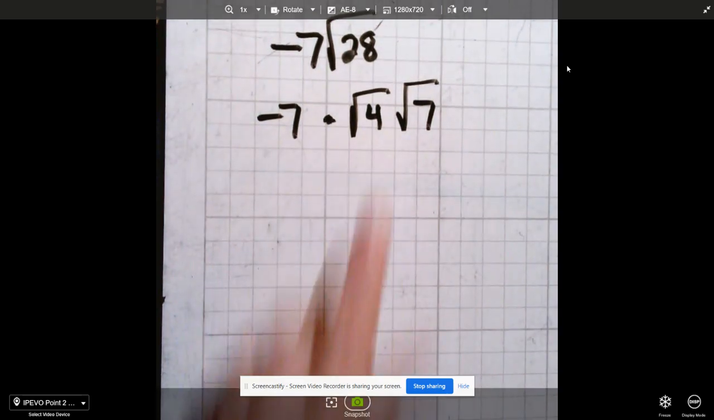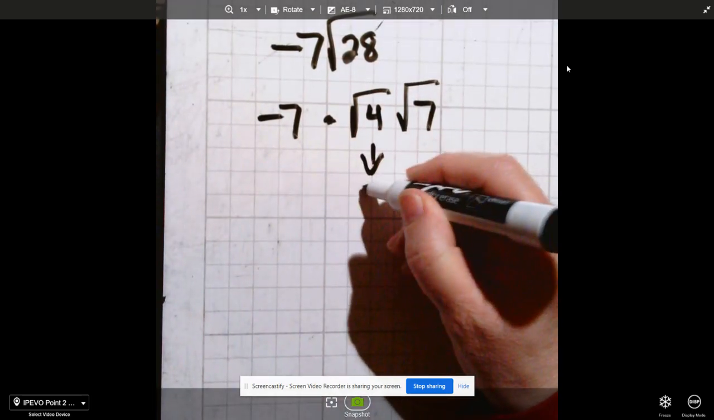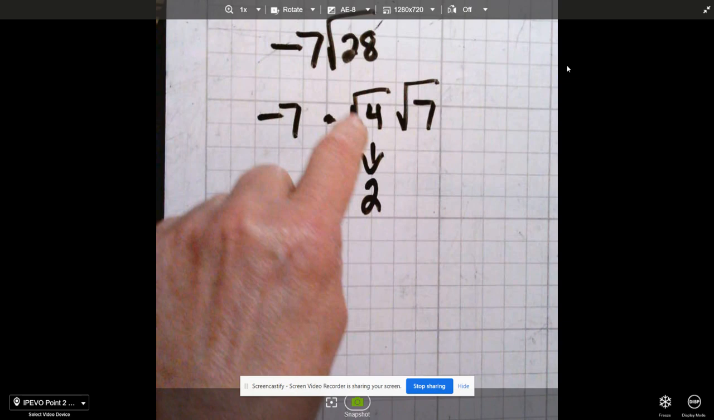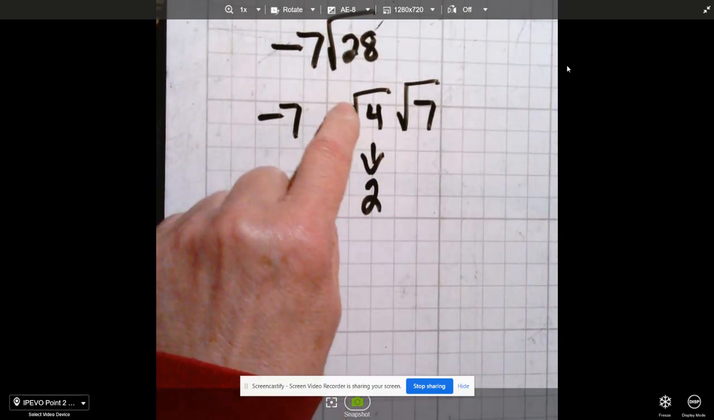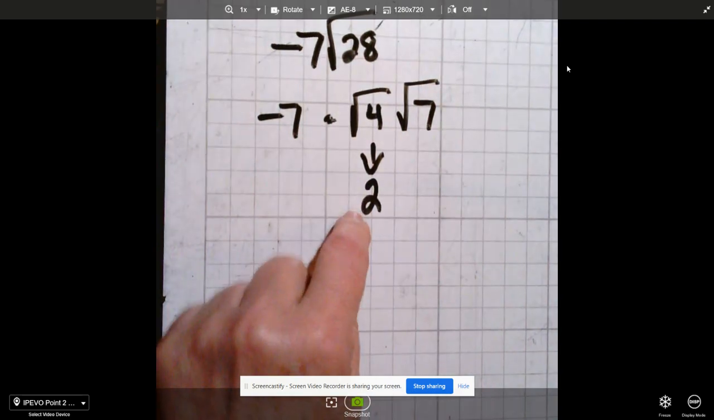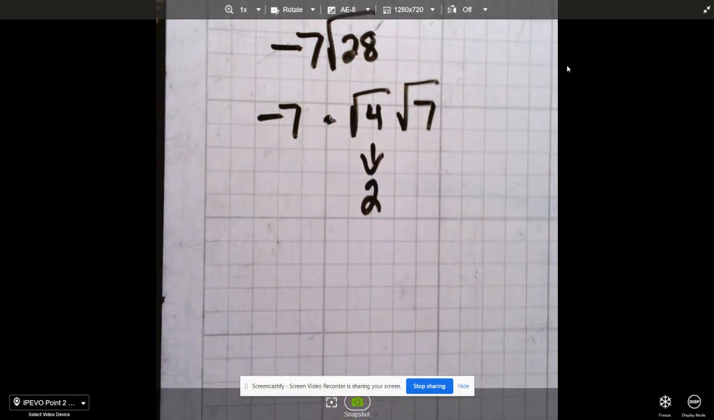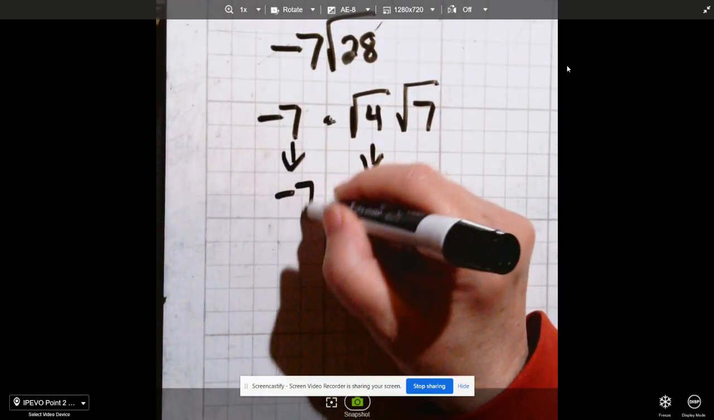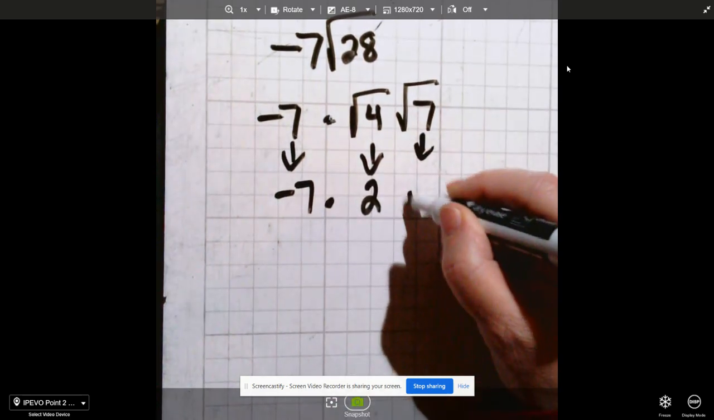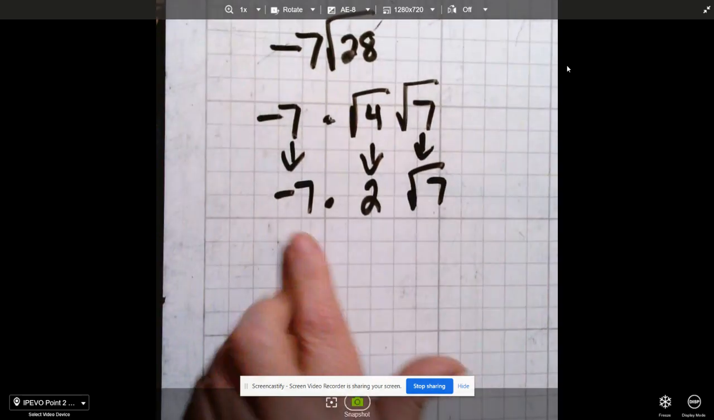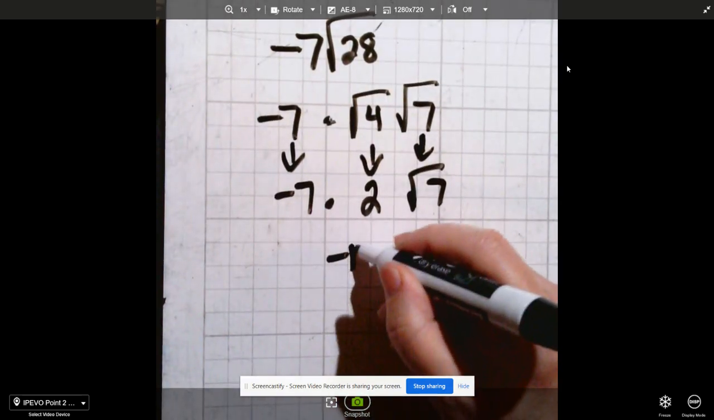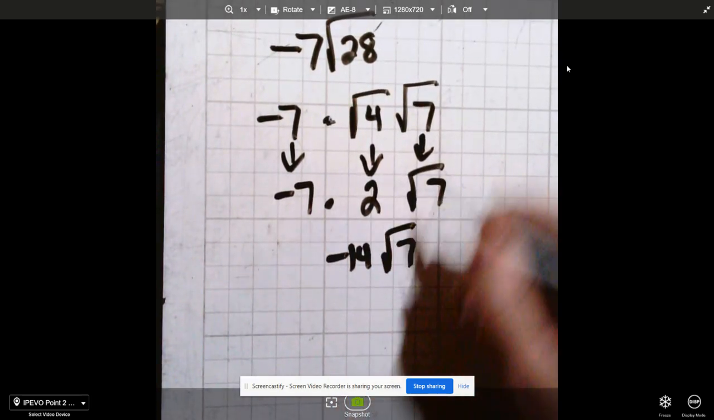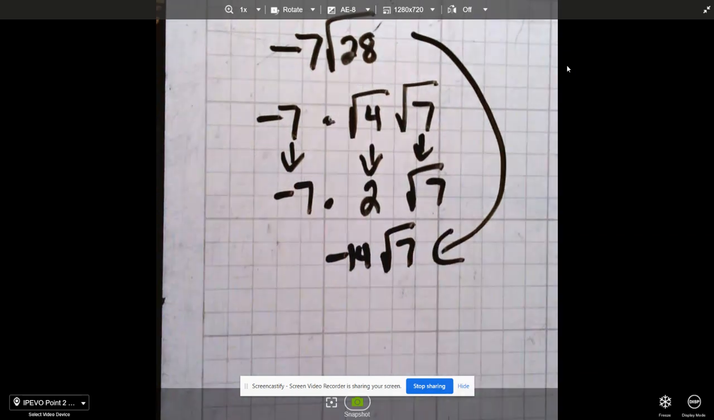Well, I know the square root of 4 is 2. So I'm going to evaluate that as 2. Once I'm evaluating that square root, I can get the square root symbol away because the square root of 4 is 2. It's not the square root of 2, it's simply 2. And I'm just going to bring this negative 7 down and this square root of 7 down. Well, now I can multiply these. Negative 7 times 2 is a negative 14. So this would simplify down to this. Negative 14 times the square root of 7.